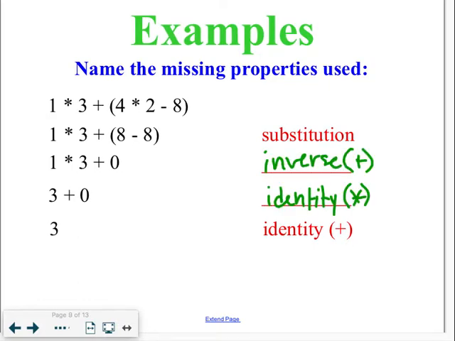So the 2 properties that were missing, the first one was substitution. They gave that one to us. We did the 2 times 4. Then they used the inverse property. That was the 8 minus 8. Then we used the identity to do 1 times 3. And using the identity of addition to do 3 plus 0.